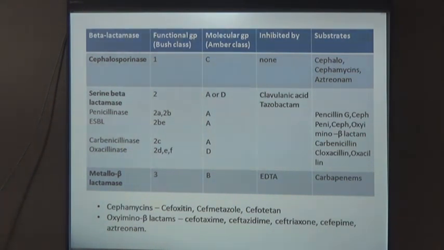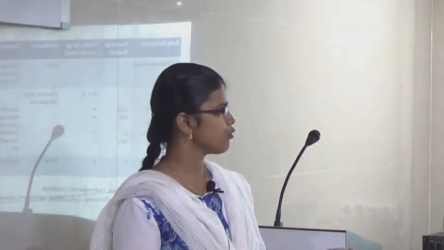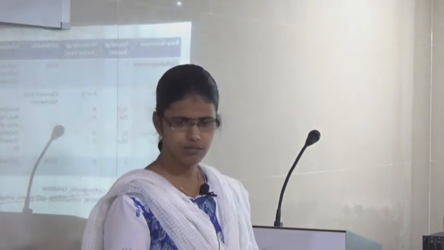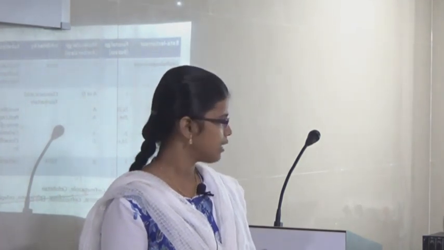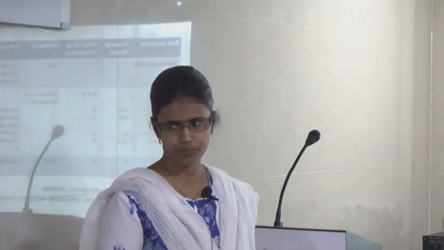So just remember, penicillinase is penicillin G and cephalosporins, and for extended spectrum beta-lactamase the same. Otherwise, they are resistant to penicillin and cephalosporins for sure, because they are older drugs. Among cephalosporins, there are oxyimino beta-lactams. The third generation group is called oxyimino: cefotaxime, ceftriaxone, ceftazidime, cefepime and aztreonam.